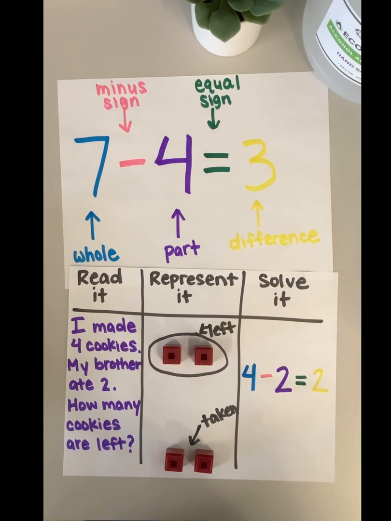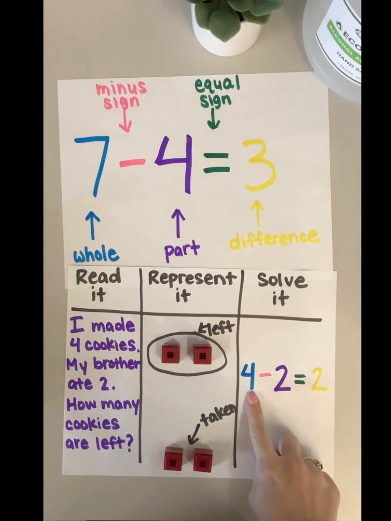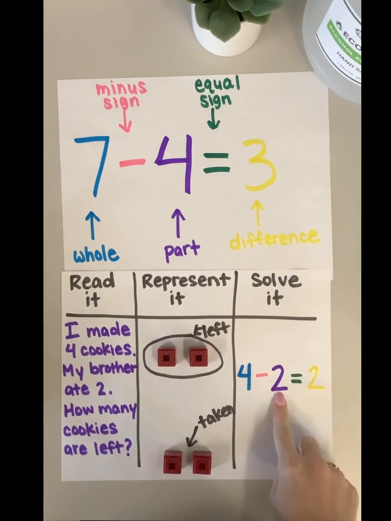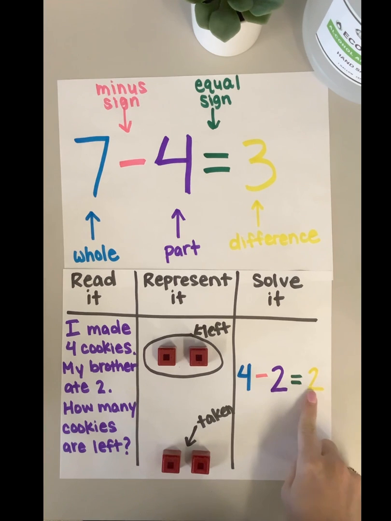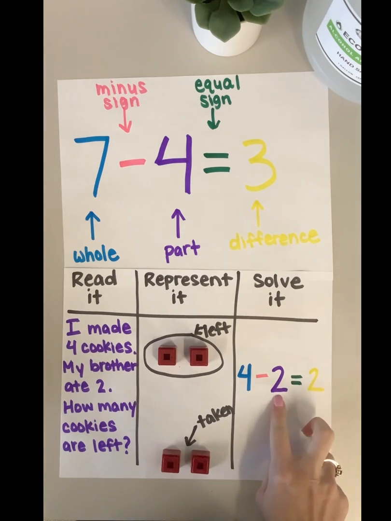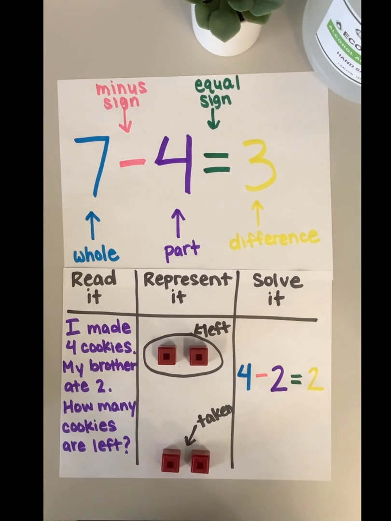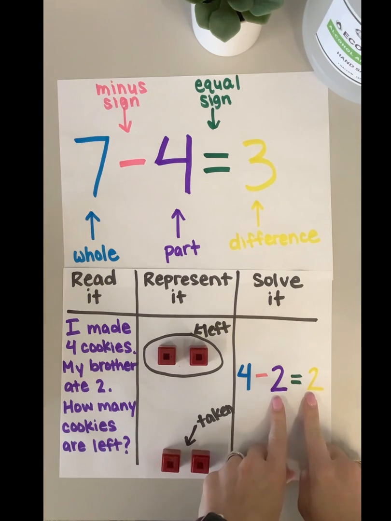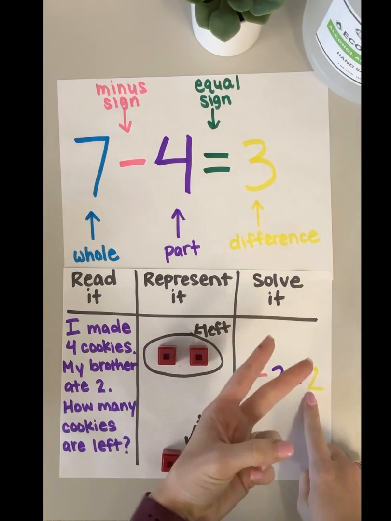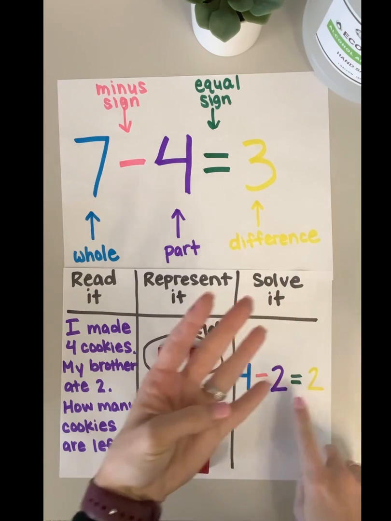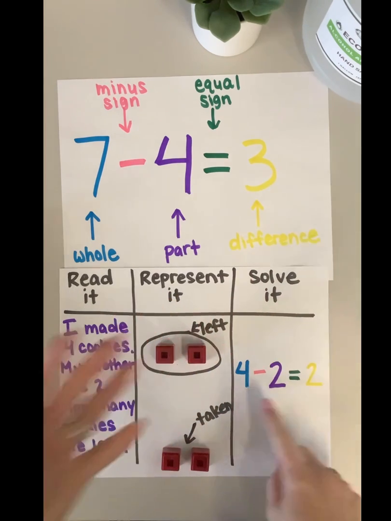Do we remember that trick that I taught you at the very beginning? This is what we start off with. This is what we take away. And this is what we end up with. If I add these 2 together, the part and the difference, I can make my whole again. I can double check my work. So I'm going to add 2 and 2. 1, 2, 3, 4. And it equals my whole, so I know I'm right.